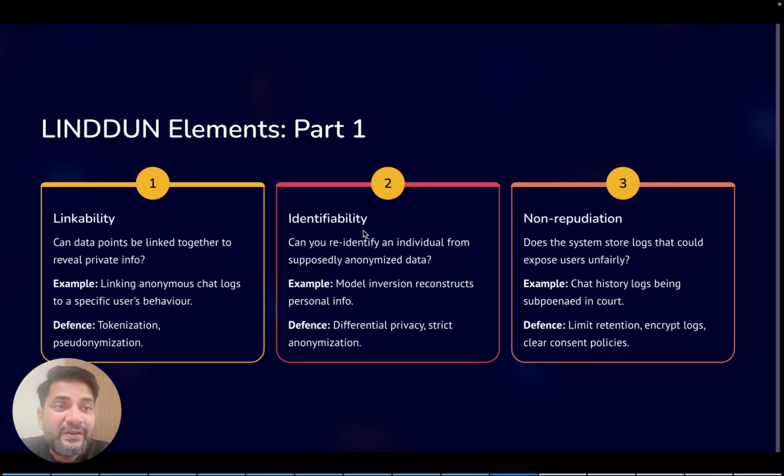Identifiability. Can you re-identify an individual from supposedly anonymized data? For example, model inversion reconstructs personal info. The defense would be differential privacy or strict anonymization. Third is non-repudiation. Does the system store logs that could expose users unfairly? For example, chat history logs being subpoenaed in court. The defense would be limit retention, encrypt logs, and clear consent policy.